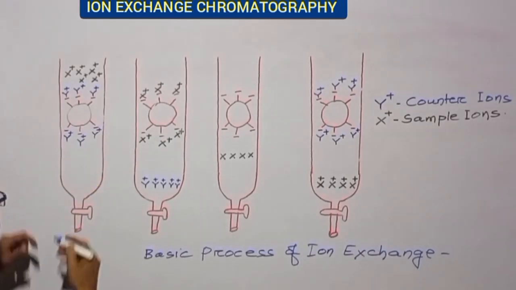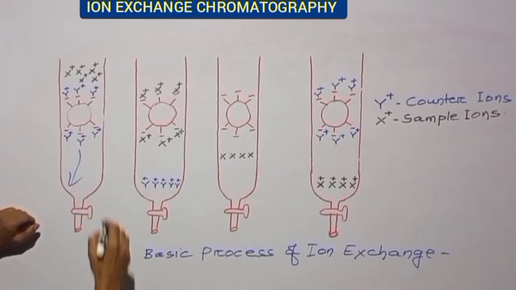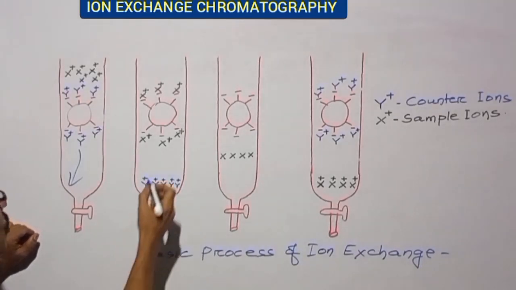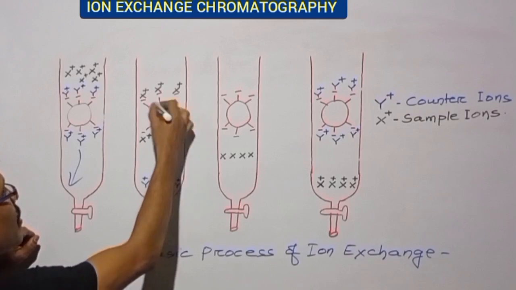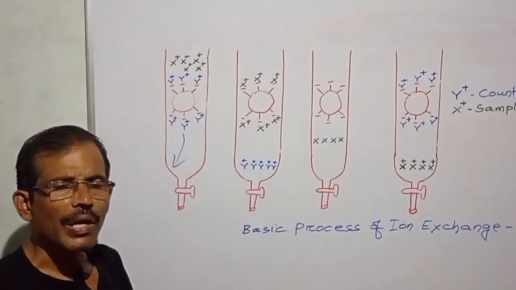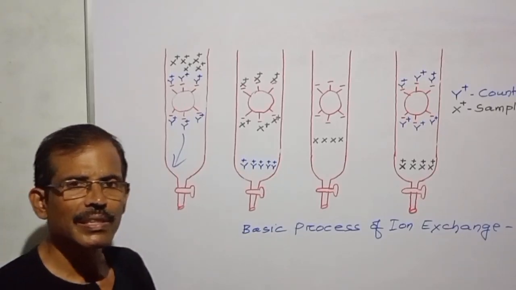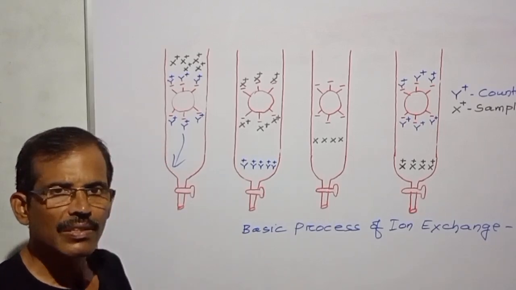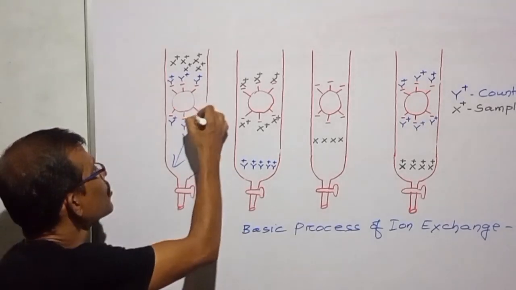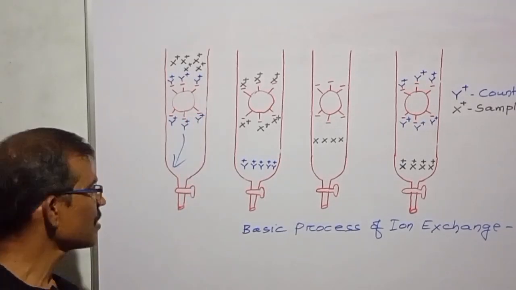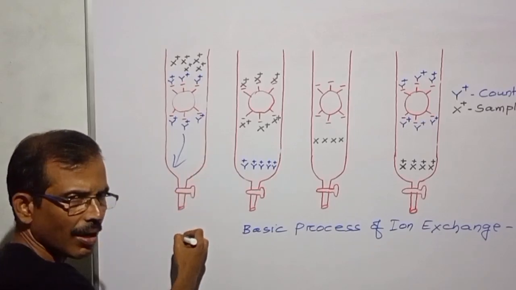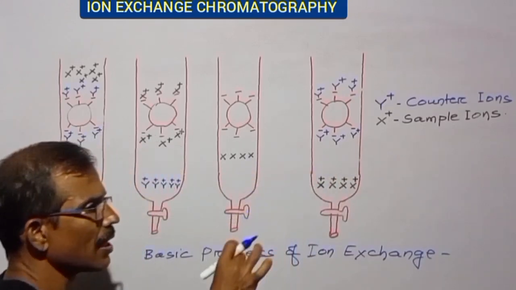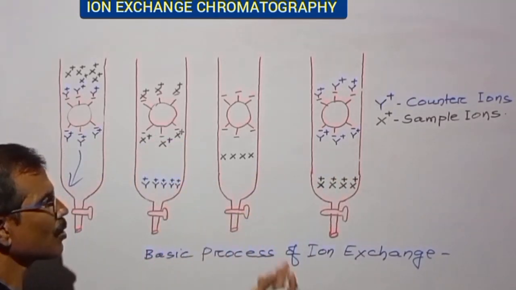So the counter ions will be displaced and the charged compound X+ that we want to separate from the mixture will bind electrostatically to the ion exchanger. Whereas other compounds present in the sample mixture that are either negatively charged or uncharged will not be able to bind to the ion exchanger, and as a result, they will easily come out of the column. After this, there are two procedures for eluting the charged compound out of the column.